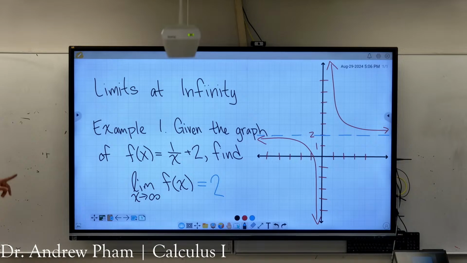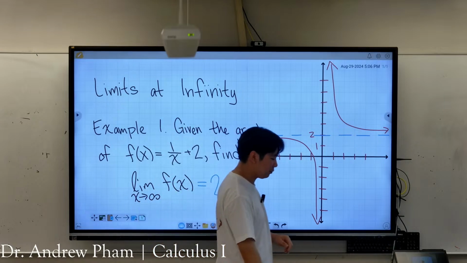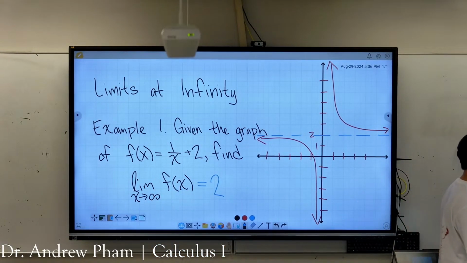While we're at it, does anyone remember the name of that imaginary dotted line that I don't actually cross? Starts with an A. Asymptote. Specifically, it's the horizontal asymptote. So the limit as x goes off to infinity, that is, as x continues to grow larger and larger, my graph slowly but surely gets closer to 2.